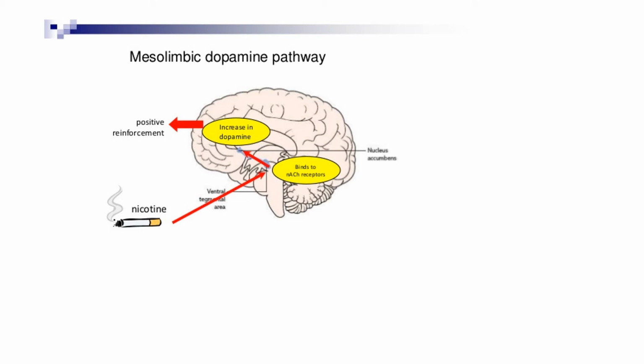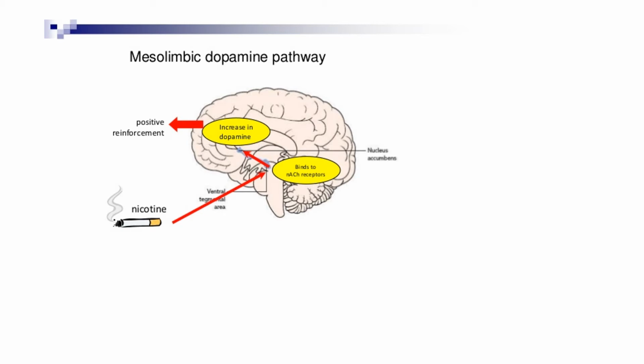Coming to the mesolimbic dopamine pathway, which is very important in smoking. What happens when a person smokes? The nicotine in the cigarette binds to the nicotinic acetylcholine receptors in the brain and releases dopamine. This dopamine increases positive reinforcement, that is, the need for more and more, and it also activates the pleasure activity in the brain. It gives a pleasurable effect, so you will feel the need for more and more nicotine, and you go for more and more smoking. This is a vicious circle.